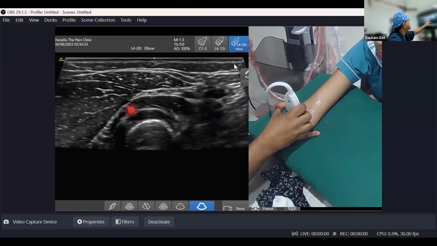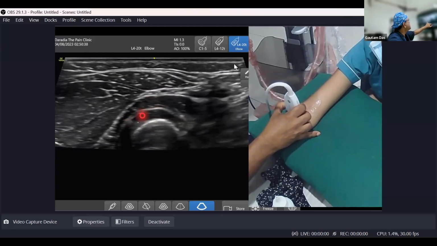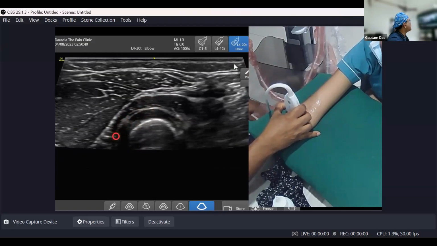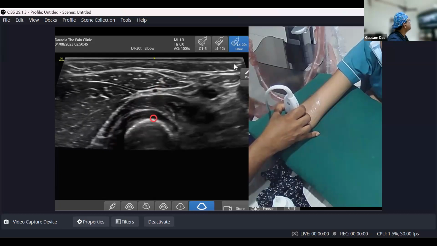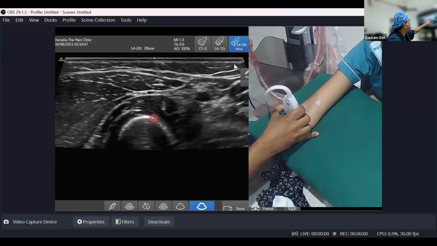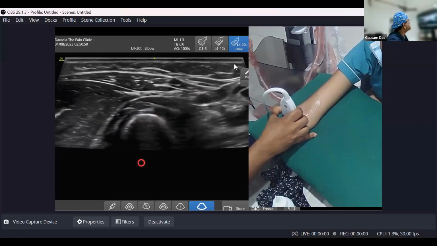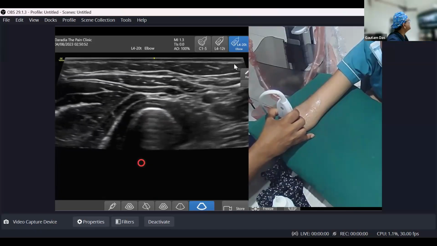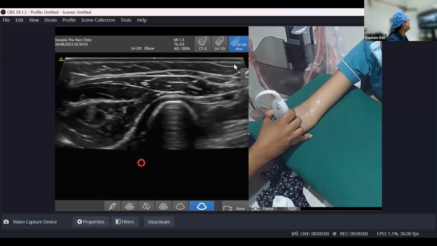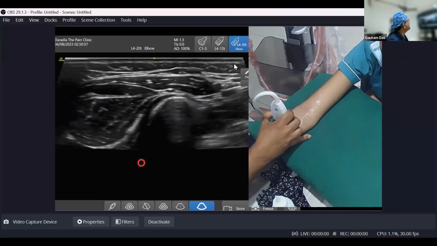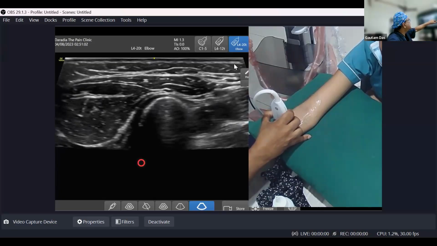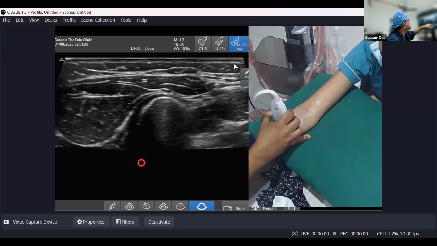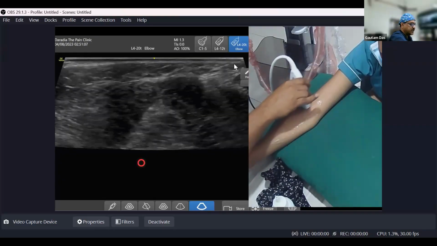The deep branch is here. This is the supinator, two heads, the superficial and the deep head of the supinator. So the deep branch is turning on this side and it will be going to the posterior, the dorsal compartment. So I am following this now. This one, center. Okay, now it is going on this side, and it is in between the radial artery and the radius. So this is your superficial branch.